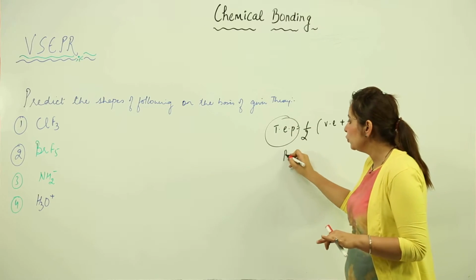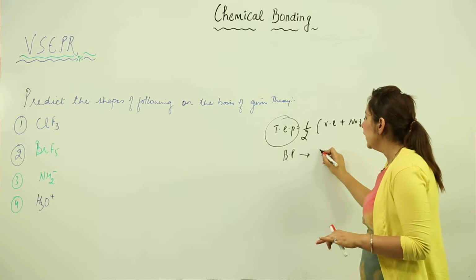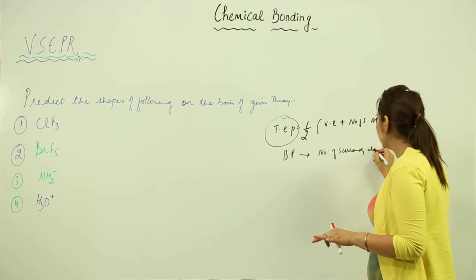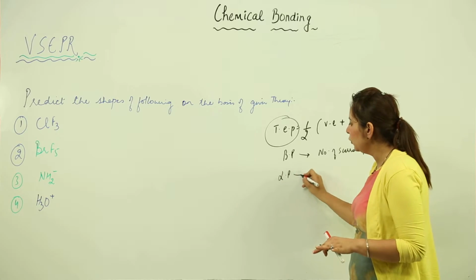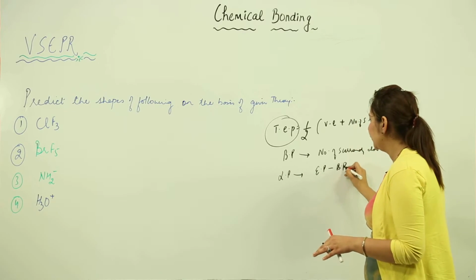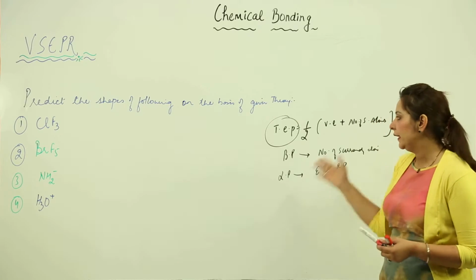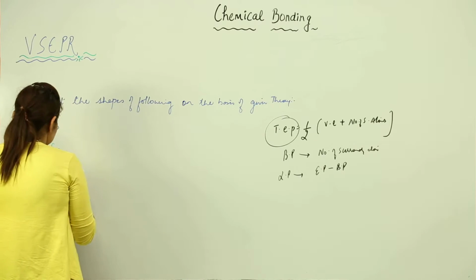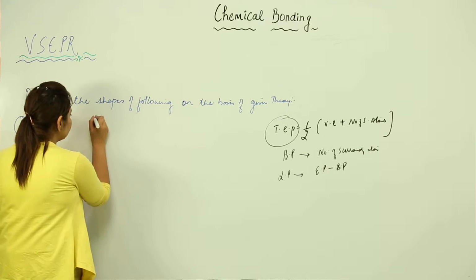Now if you want to know the bond pair out of the electron pair, it is equal to the number of surrounding atoms. And if you want to know the lone pair, you need to subtract the bond pair from the electron pair, and after doing that you will get a combination, right? So this is what I am going to apply here, starting with ClF3.